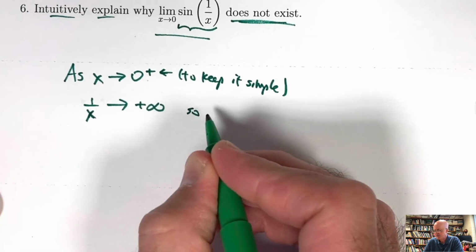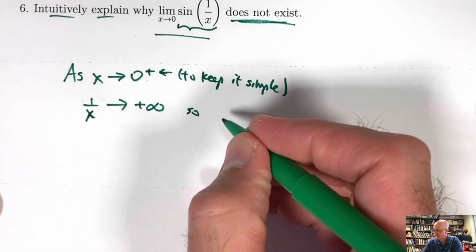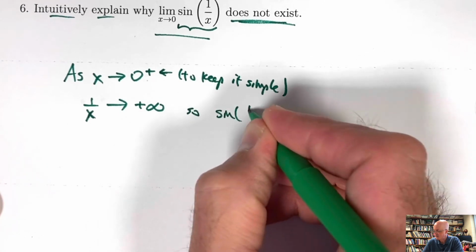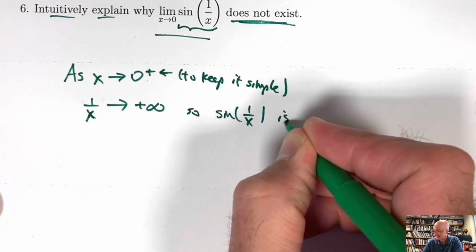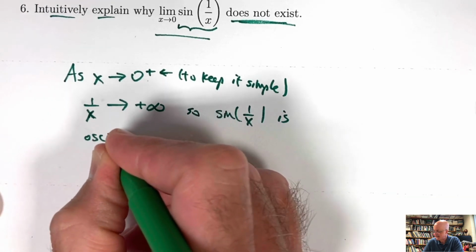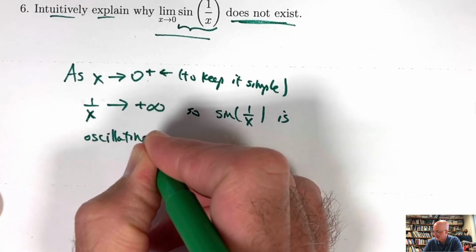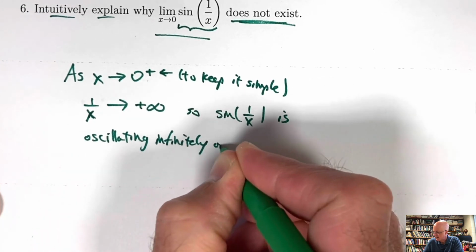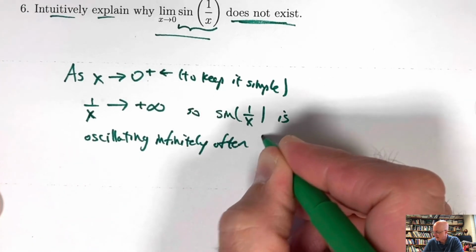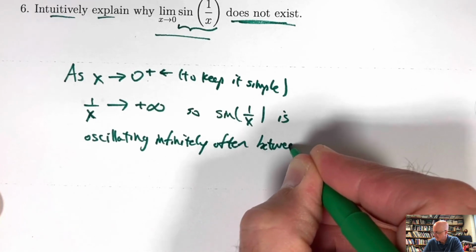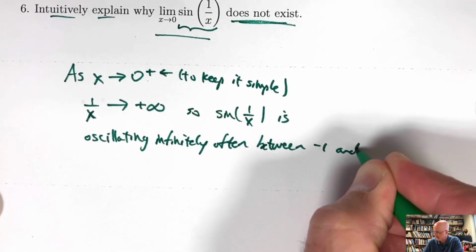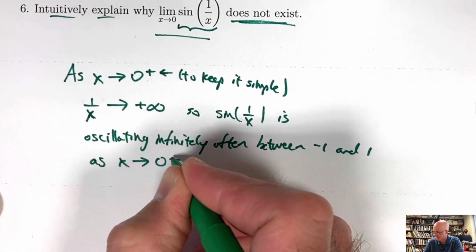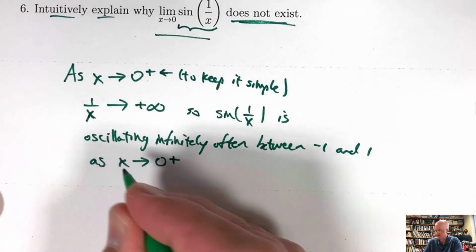So you could say, if you're just keeping yourself to an intuitive explanation, that sine of 1 over x is oscillating infinitely often, and for extra emphasis, between negative 1 and 1, as x approaches 0 from the right. And the same kind of thing would be true as x approaches 0 from the left.